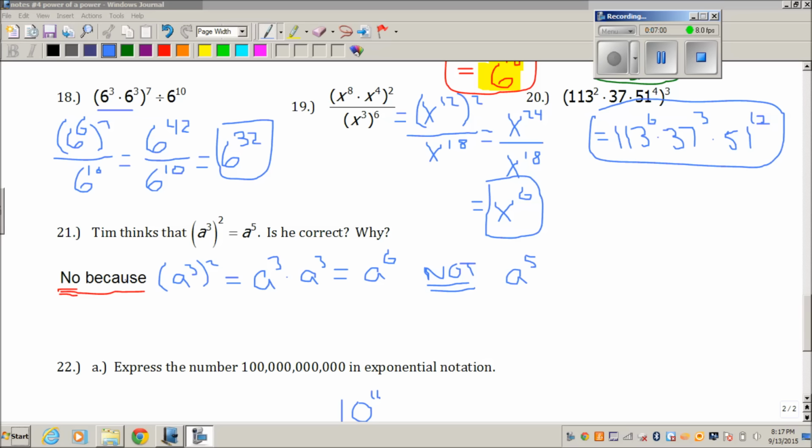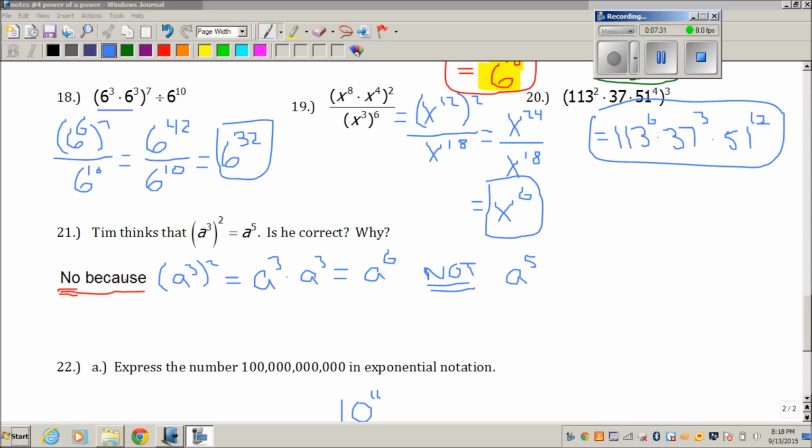Okay, so now let's check the last few answers. So you see the answer for number 18 is 6 to the 32nd power. And I've shown my work to show you how I got there. 19 is x to the 6th power. And number 20 is 113 to the 6th power times 37 to the 3rd power times 51 to the 12th power. Okay?